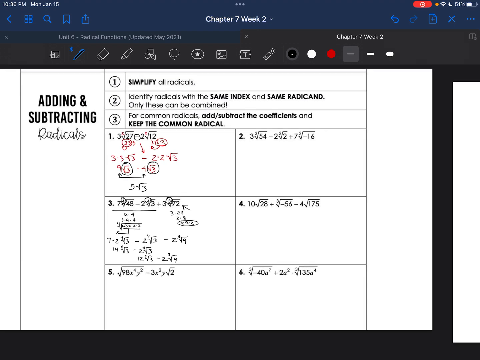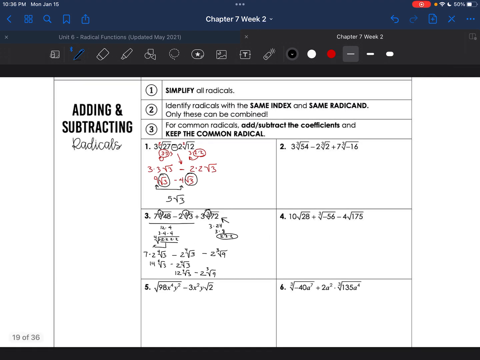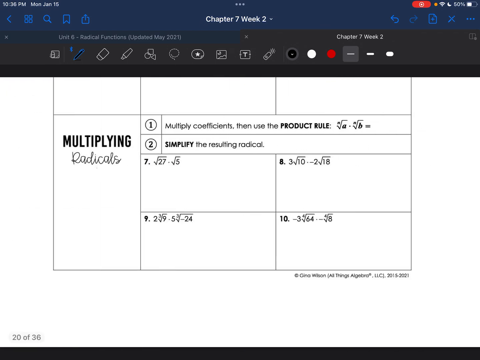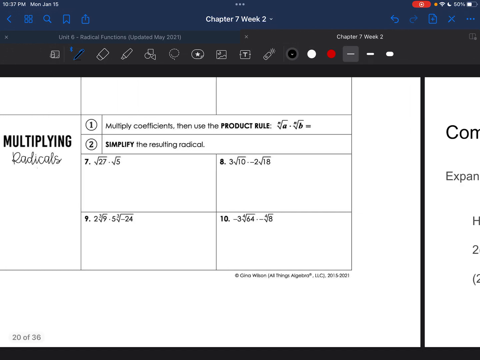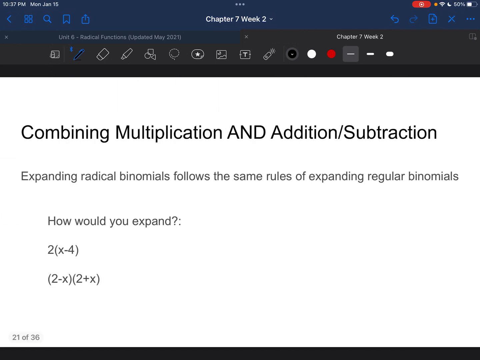So as we work through these adding and subtracting ones, we need to check the index, check the radicand that's underneath, see if we can simplify a part of it, and then combine our like terms on it, okay? Now, when we multiply, we have a couple of different rules for multiplication, okay?